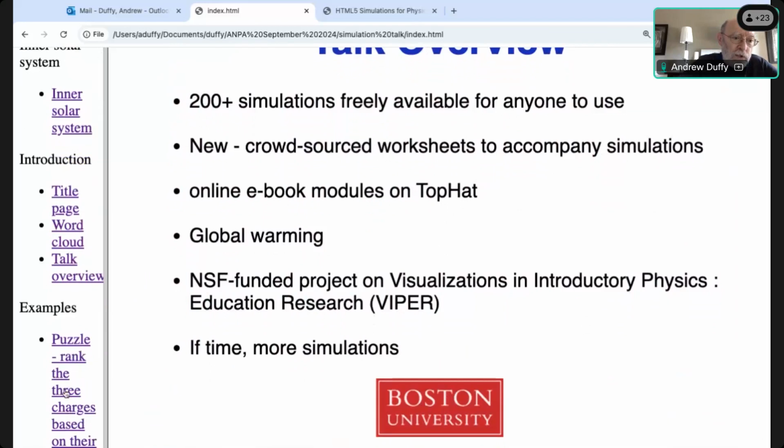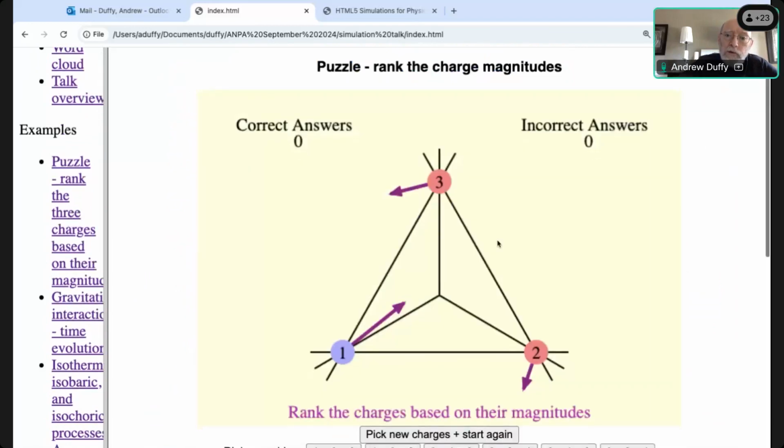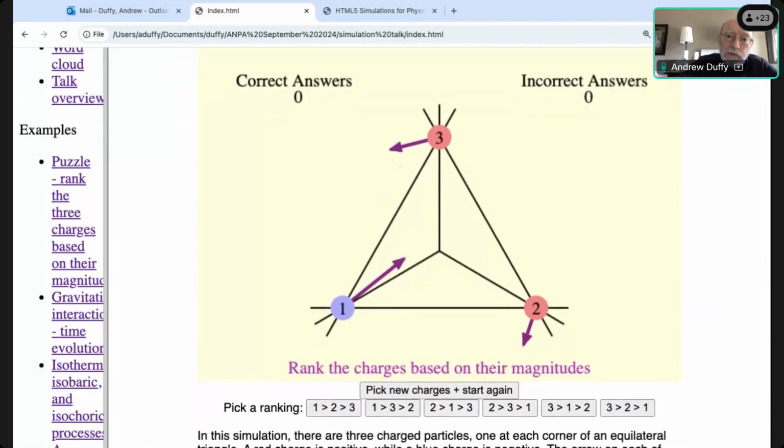Okay, so let me show you another simulation. I'll show you a few examples here. So this one is kind of set up as a puzzle, and if you hit this button, you can get different scenarios. It just randomly assigns charges to these 3 objects that are at the corners of an equilateral triangle. So let's try this one here. Blue is negative and red is positive. So we have 2 positive charges here and 1 negative charge.